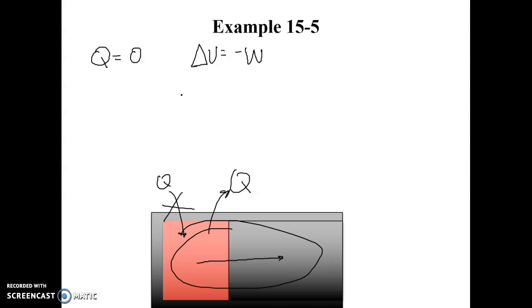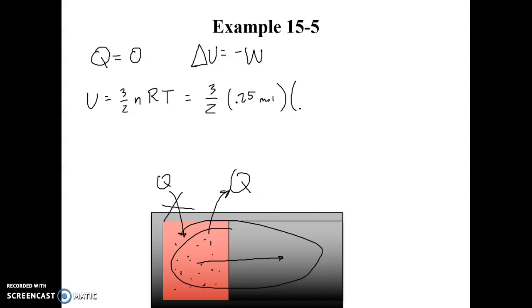Okay, and we have to go back to chapter 14 to get this equation for the energy of an ideal gas. U is 3 halves nRT. So we've got 3 halves. N is the number of moles of gas, which was given to us in the problem statement: 0.25 mole. That's how many gas particles or gas molecules we have in here.